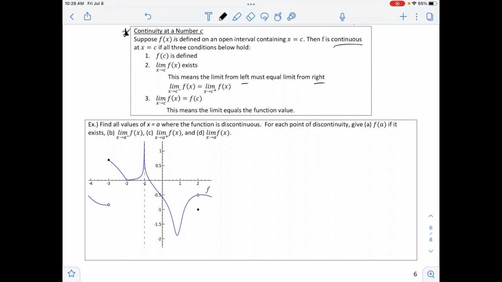And then the limits from the left and the right would be the limit as x approaches c of f of x would be equal to f of c. So this means that the limit would equal the function's value. So we have another example right below this that I'm going to go ahead and circle, and we'll look at this one together in class.